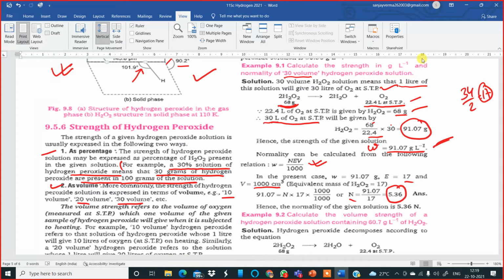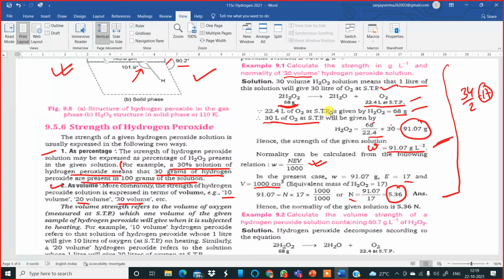So this sum you practice. You practice it carefully. This was using volume. So remember, 30 volume of hydrogen peroxide solution means if I take 1 liter of hydrogen peroxide, it will liberate upon decomposition 30 liters of oxygen gas. That is to be kept in mind.